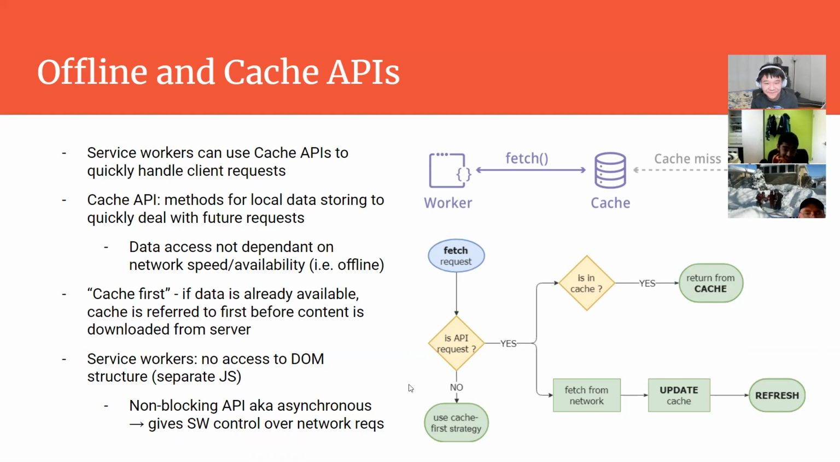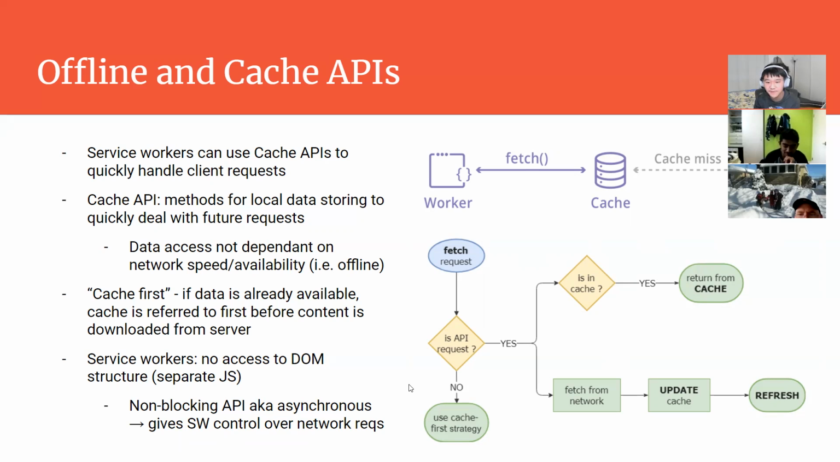So offline and cache APIs. Basically, again, like I said, service workers can handle the cache. So caching is basically like when you ask your server for something and then you know it won't be updated very often, you can just have the browser remember what the response was. So that way you don't have as much of a load on your server and you can save bandwidth.